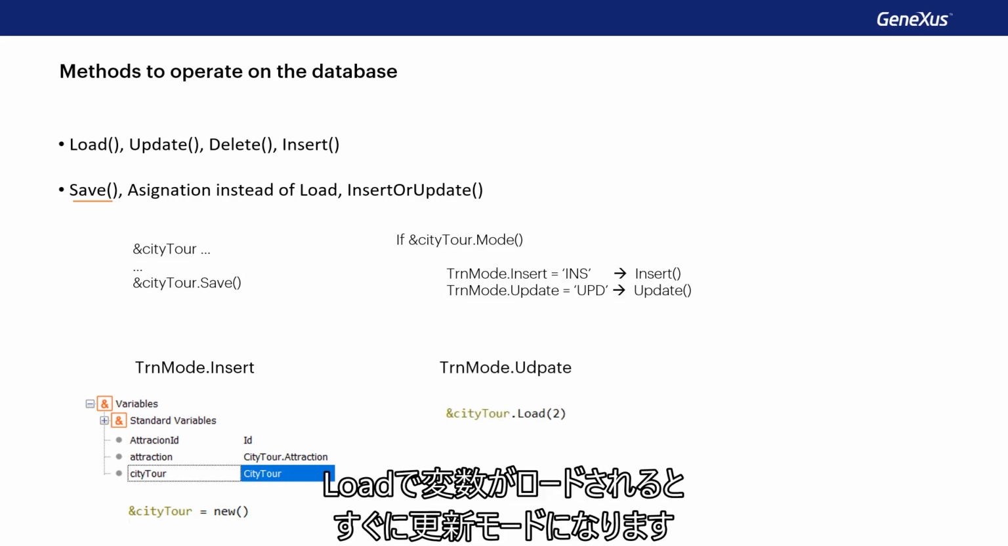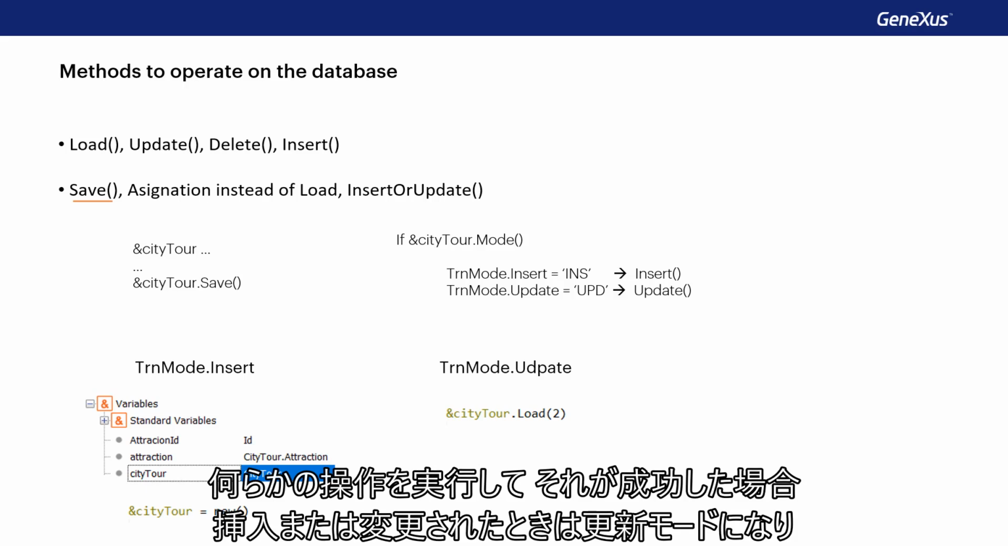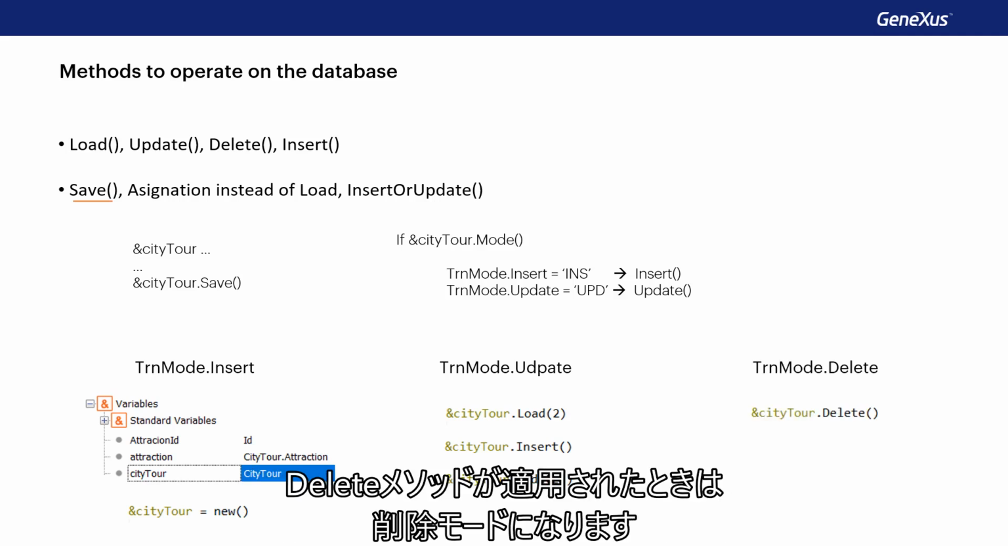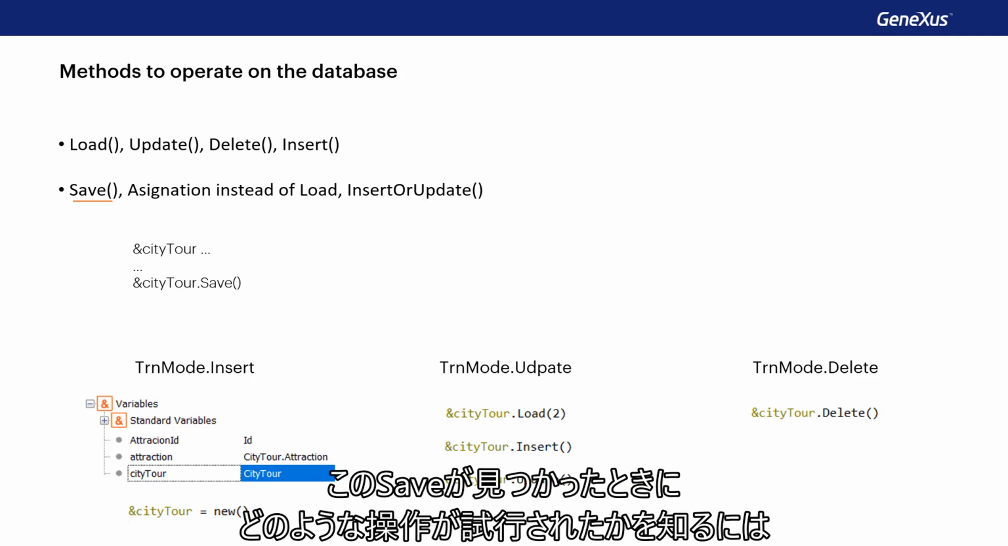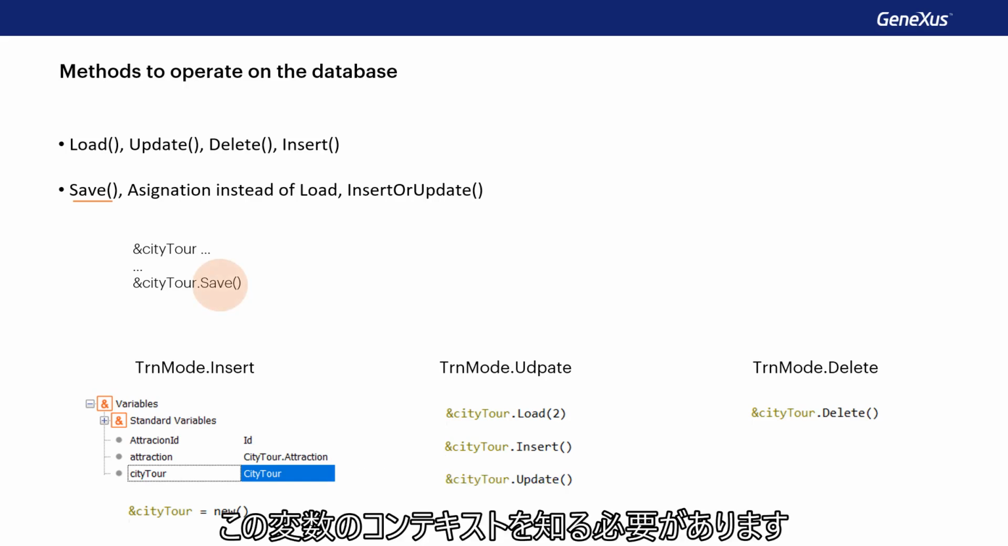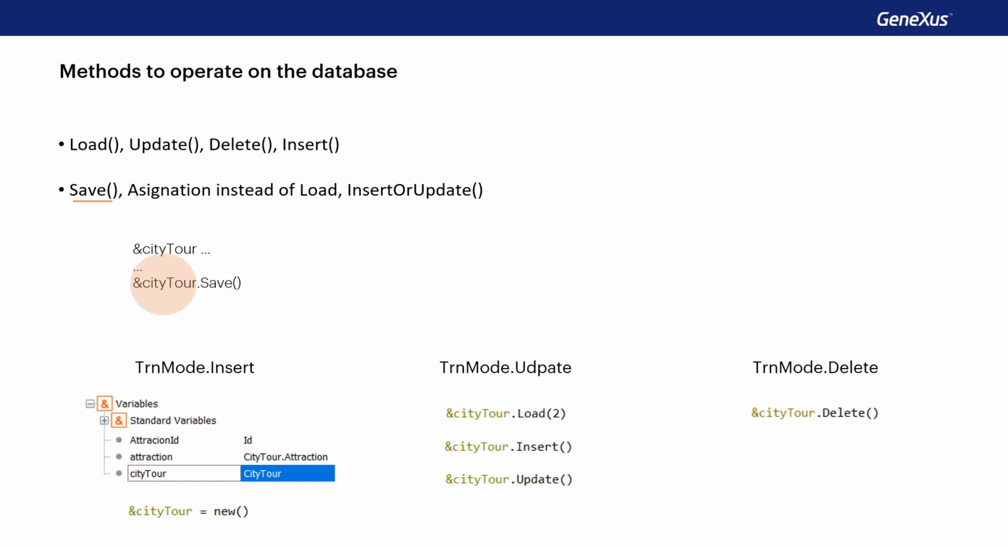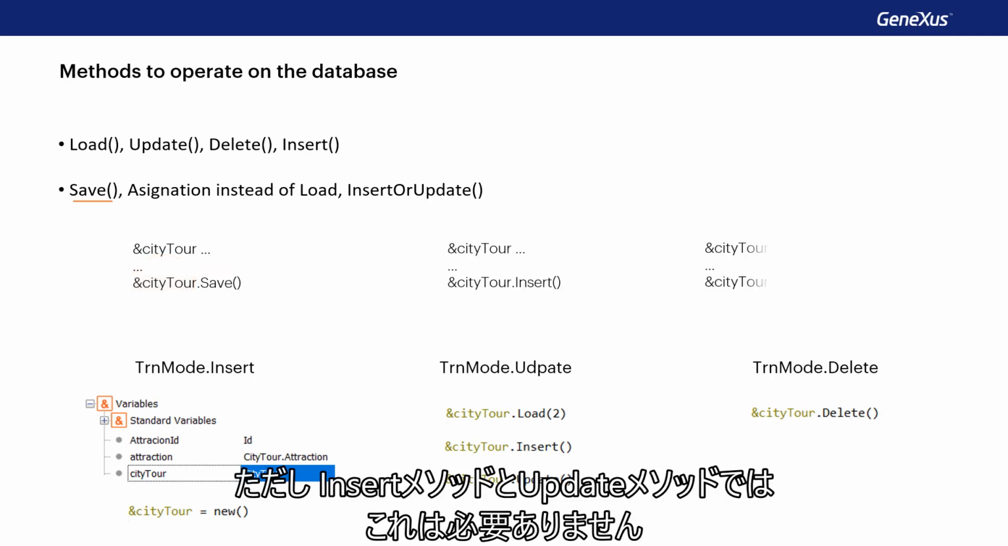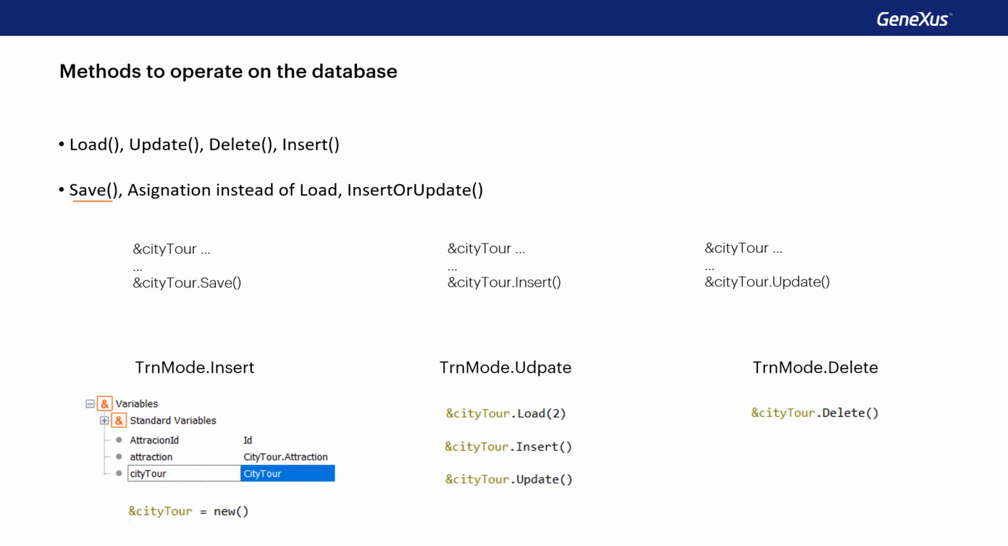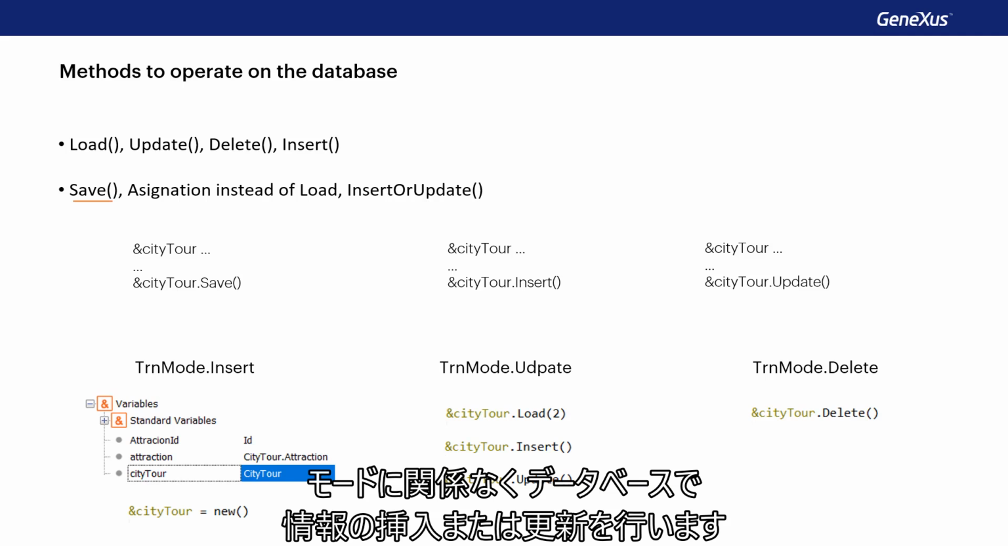If the variable is loaded with load, it immediately goes into update mode. After performing some operation on it, if it's successful, it'll be in update mode if it was inserted or modified, or it'll be in delete mode if the delete method was applied. Then, in order to know what operation was attempted when this save was found, we must know the context of this variable. With the insert and update methods, however, this is not necessary. Regardless of the mode, we want to insert or update information in the database.